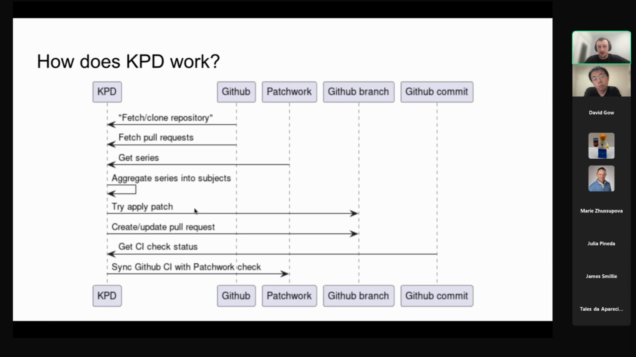Then KPD tries to apply the patch locally, and if it's not successful, it would update the check on patchwork with merge conflict, and also on GitHub side, the pull request will get a merge conflict label, which is also useful, of course. If applying the patch was successful, the pull request is updated, which triggers the CI, and then later KPD would look at the checks status on GitHub through the GitHub API and post that information back to patchwork.